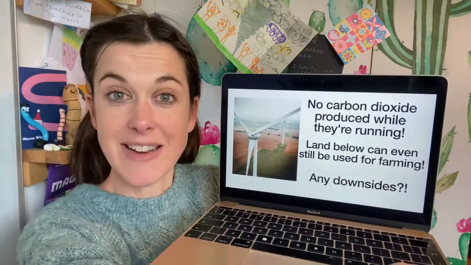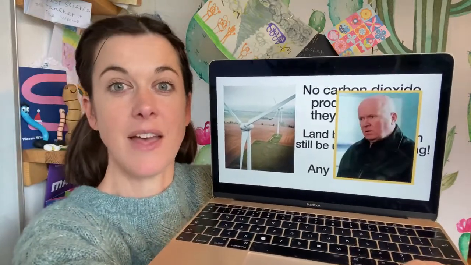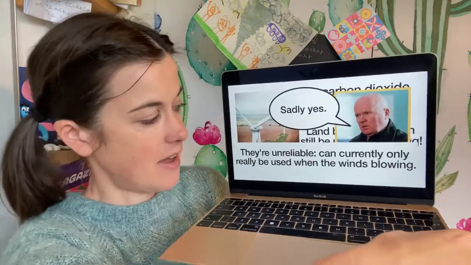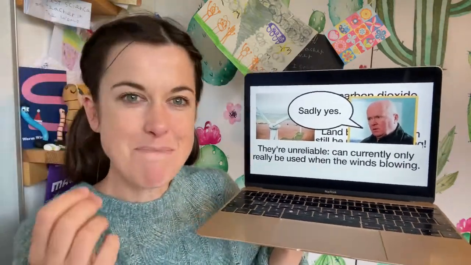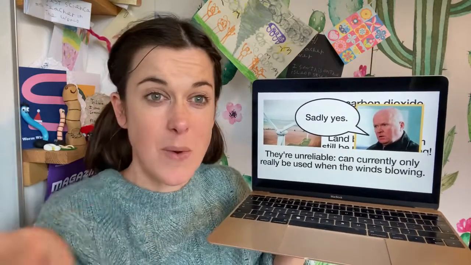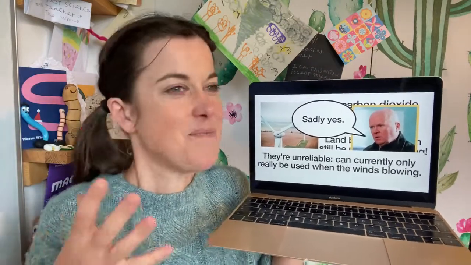Well, are there any downsides? Here's Phil Mitchell with the answer. Unfortunately, yes, there are. They're unreliable. At the moment, it seems weird. You'd be like, just build a big battery so that when the wind is blowing, we can store the energy. That's just not how it works.